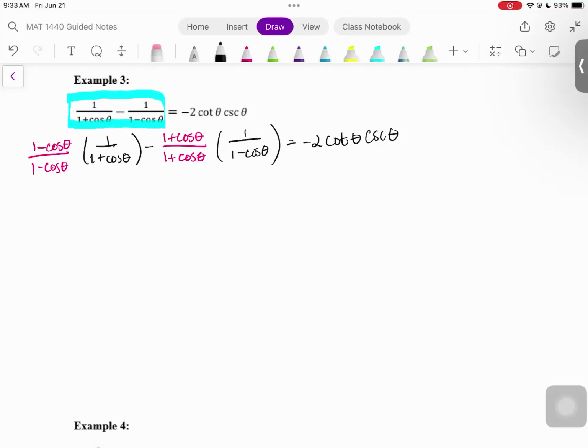Simplifying these products, I have 1 minus cosine theta in the numerator in that first term. And then in the denominator, 1 minus cosine theta times 1 plus cosine theta. We are multiplying two binomials, but these binomials are conjugates. If you recall from an algebra course in the past, when we multiply conjugate binomials, that middle term of the FOIL cancels out. So we multiply the first terms and then the last terms, and that's going to be our product. So the denominator of 1 minus cosine theta times 1 plus cosine theta is 1 minus cosine squared theta.